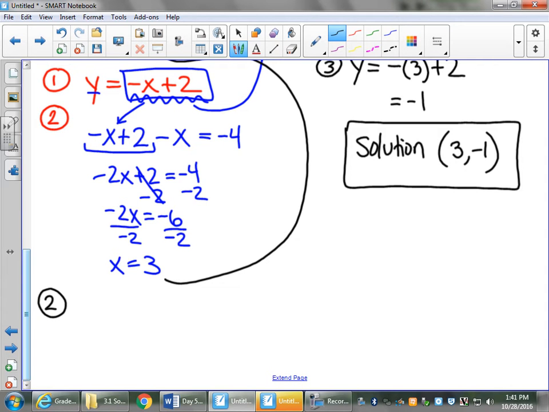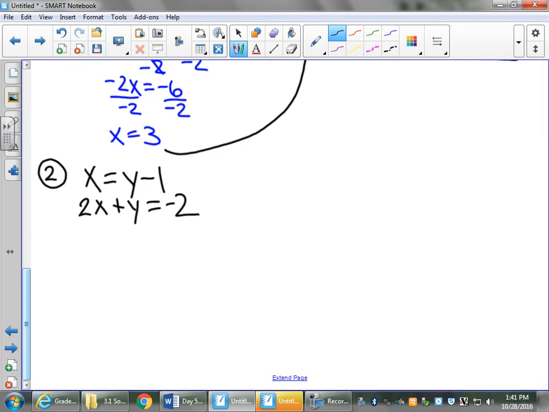New system. X equals y minus 1, and 2x plus y equals negative 2. So step 1 in ISS is to isolate. Luckily, it's already done again for us. We already have an equation with a variable isolated, which is equation number 1. The x variable is isolated. I'm just going to rewrite that equation.